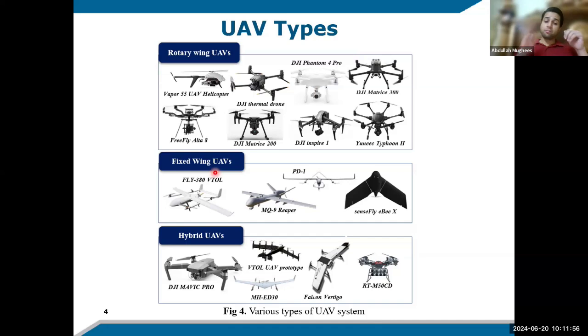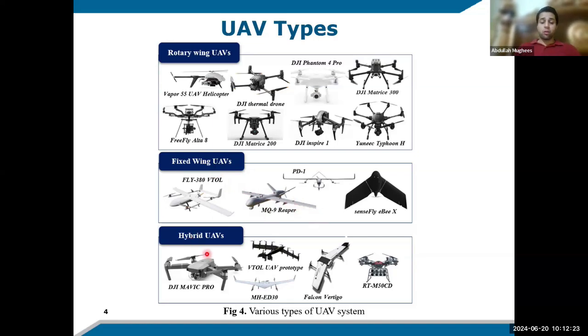Then we have fixed wing UAVs, which are also used quite a lot nowadays, and they were the first ones that were designed, back in the 1900s. We have wings coming out of the main body, the backbone of the drone, and these wings are fixed. Moving forward will generate an upward lift force, and this is how it works.